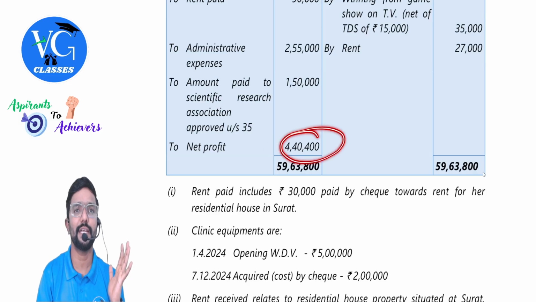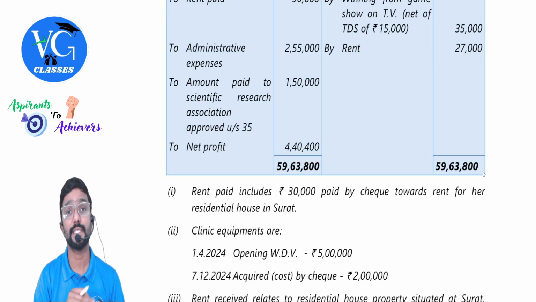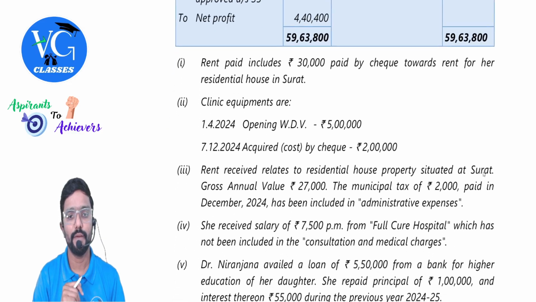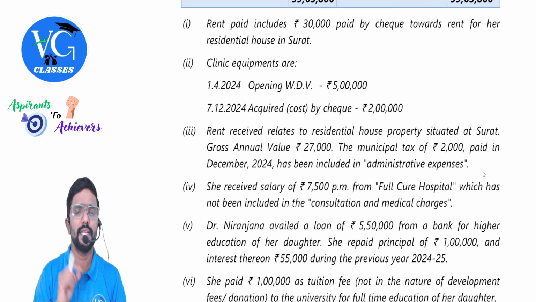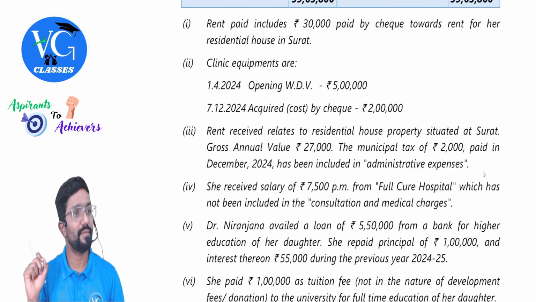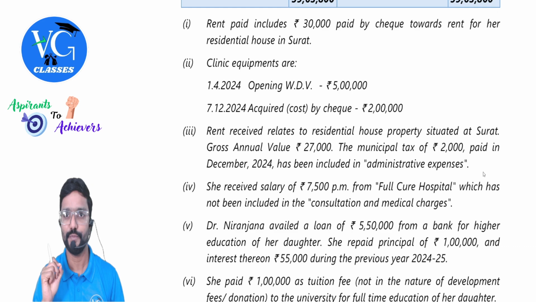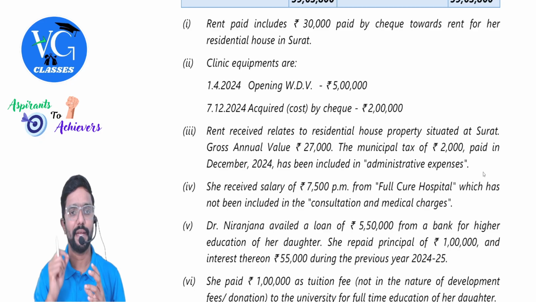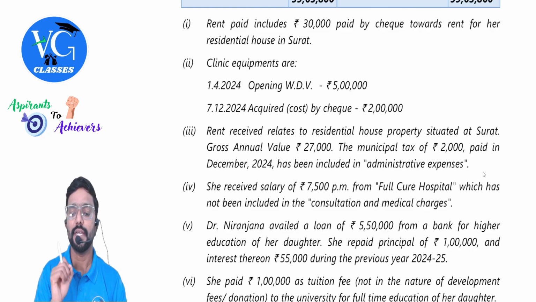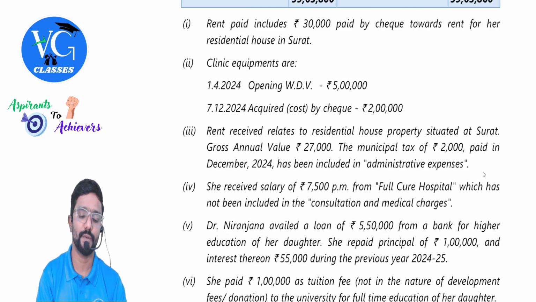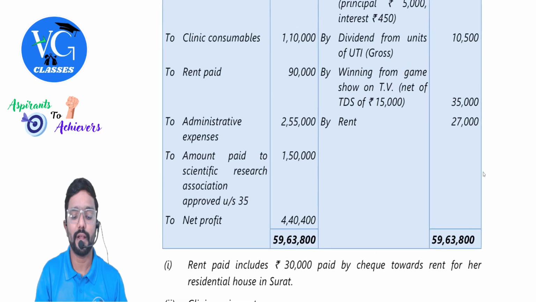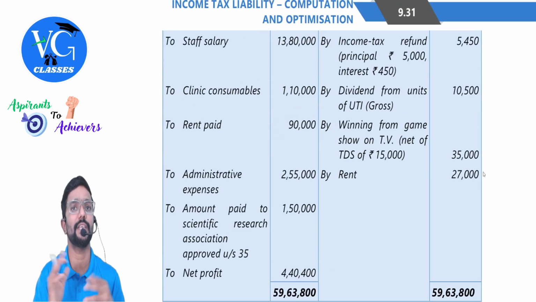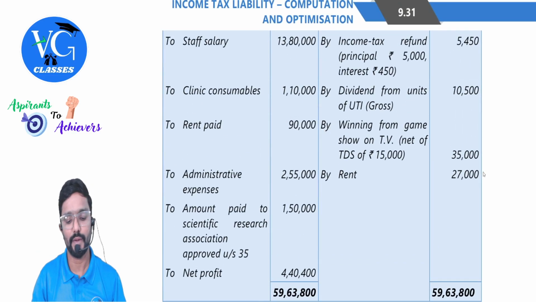Clear? Normally, this would be the starting point, and we will make the necessary adjustments to compute the income under the head PGBP. Oh, they have given some adjustments here. Guys, a similar question I have provided in my question bank, which is actually a Gurumurthy question. A few changes are here, but it is almost the same. Rent paid includes 30,000 paid by cheque towards rent for a residential house in Surat. So what should we do? Disallow. Disallow 30,000.